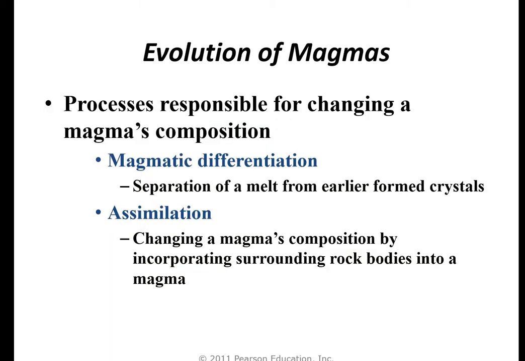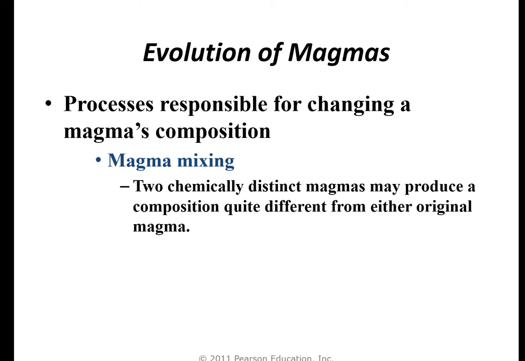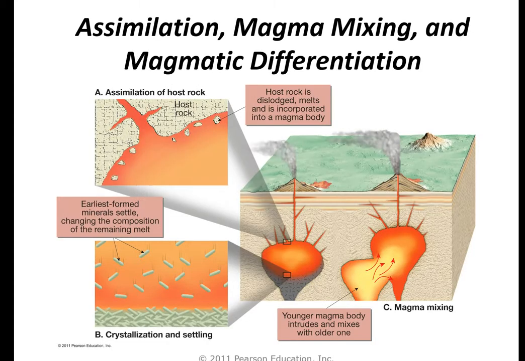Now, what can make a magma change composition? Magmatic differentiation is a separation of a melt from an earlier formed crystal, and assimilation is a changing of a magma's composition by incorporating surrounding rock bodies into a magma. Magma mixing is when two chemically distinct magmas may produce a composition quite different from either original magma. This chart is also in your book, and we can take a look at that later.